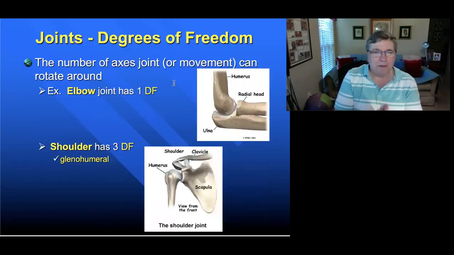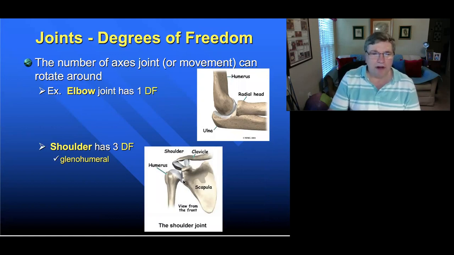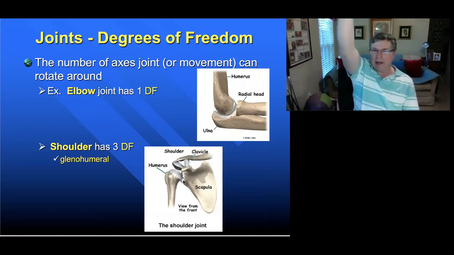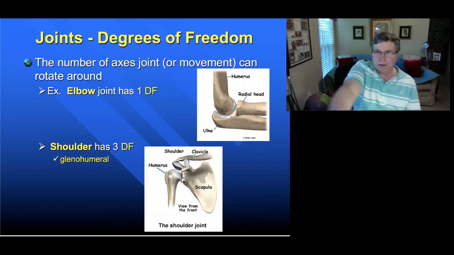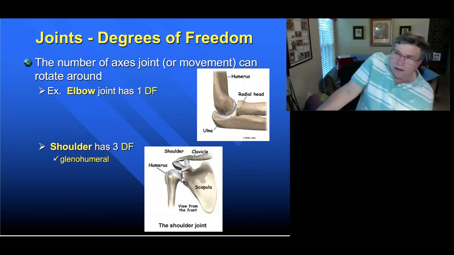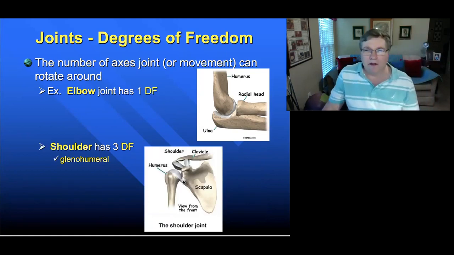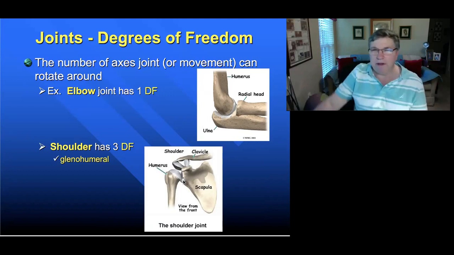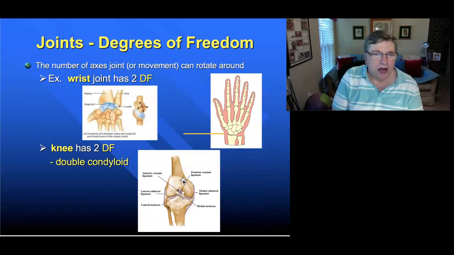The next thing we want to talk about are degrees of freedom. So this is the number of axes a joint or movement can rotate through. An elbow joint, for example, is 1 degree of freedom. The shoulder is 3 degrees of freedom. So it can move in all three planes. Sagittal plane, it can move in the transverse plane. In the transverse plane, you can get medial and lateral rotation as well. And also, what did I forget? Oh, the frontal plane. So abduction and adduction. It's a true ball and socket joint.